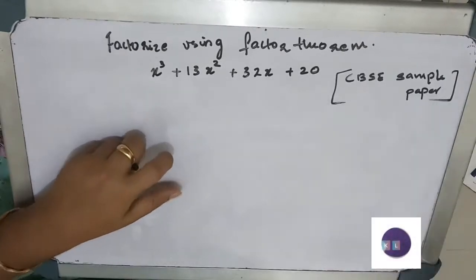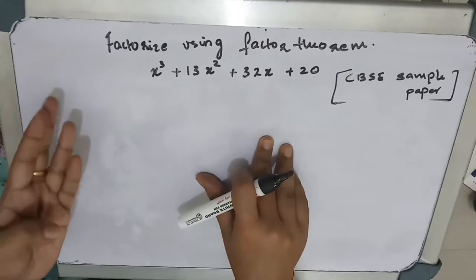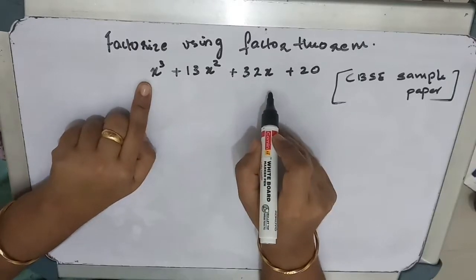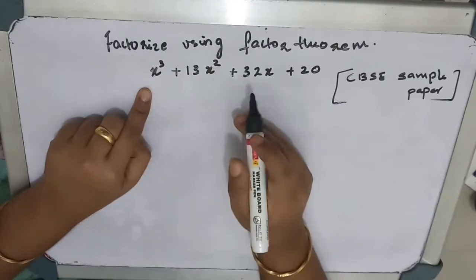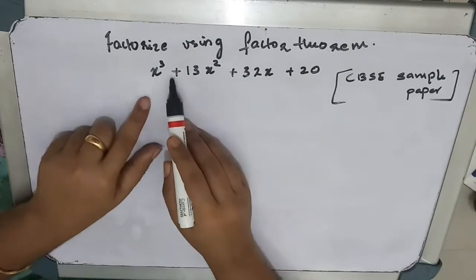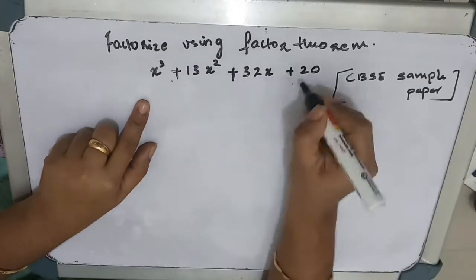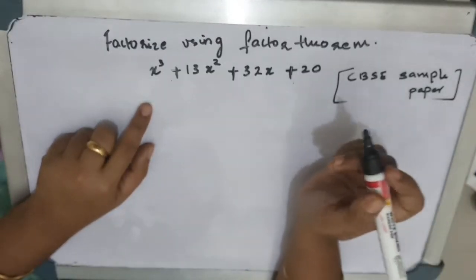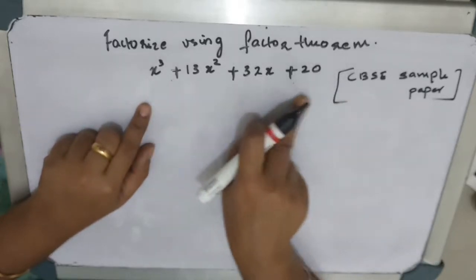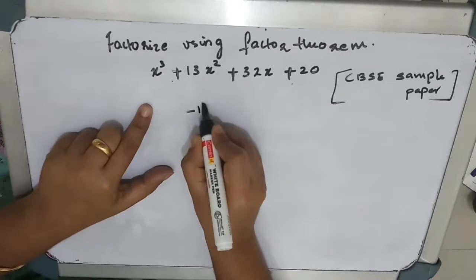So when you are asked to factorize using the factor theorem, we will have to find factors by substituting values in the equation to get 0. So let us do it by trial and error. Since all the signs in the expression are positive, in order to obtain a 0, we should try substituting negative values. Otherwise we are never going to obtain a 0 because all the signs are positive here. So let us try with minus 1 first.